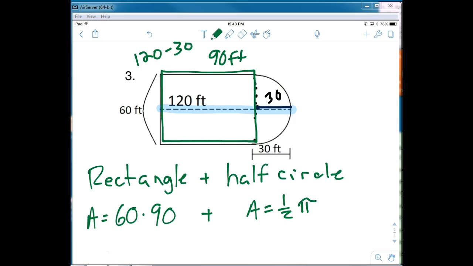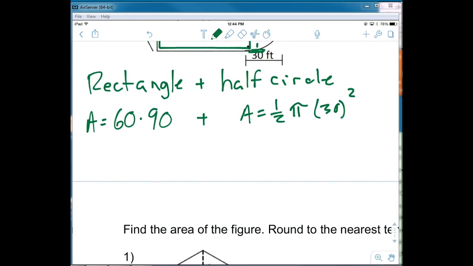Now, the entire length from up here down to here is 60. Half of that is 30, but of course we knew the radius right away from that length there, so we can put in a 30 squared. The 1/2 in front takes care of the fact that I've got half a circle. So I'm going to add the 60 times 90 to the 1/2 pi 30 squared for a total area of 6,813.7 square feet.